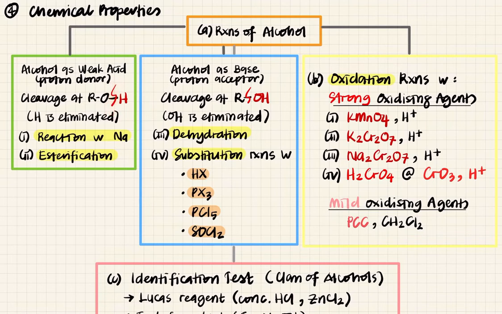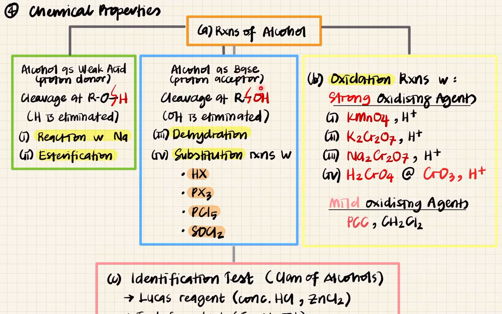So then your H will be eliminated. So for this one you have the reaction with sodium metal, or you have esterification. What is that for? To make esters, soap, perfume, whatever. And then here you have the second type of cleavage, which is the cleavage at the RO bond. This is when your alcohol acts as a base or the proton acceptor.